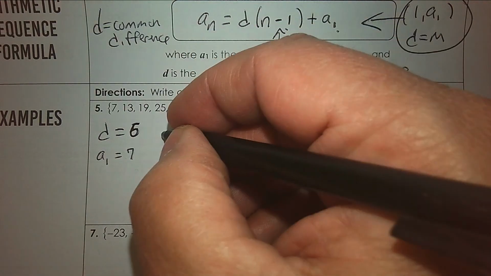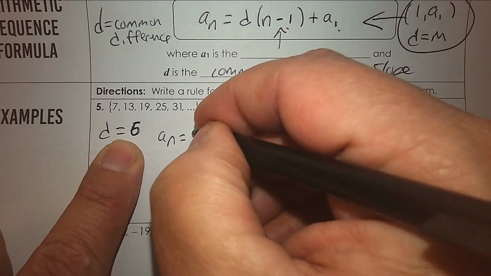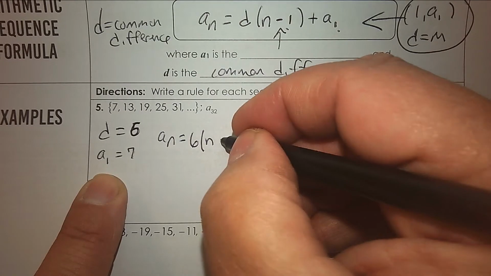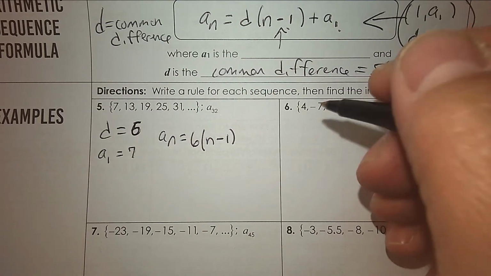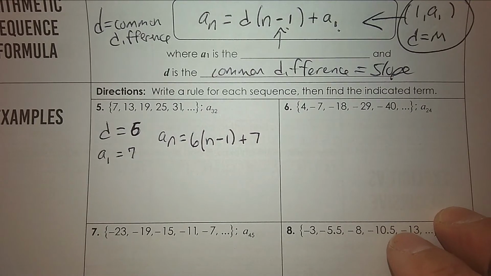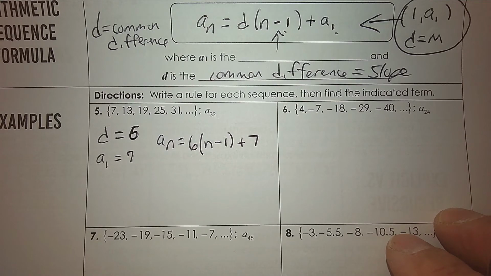So what rule is this for arithmetic? The common difference is 6, times n minus 1, the first term. And then what is the first term? Done. That's the rule. And now is that an explicit rule or a recursive rule?